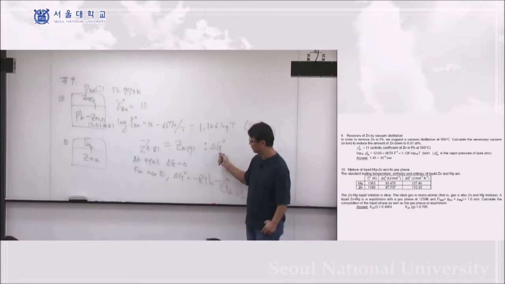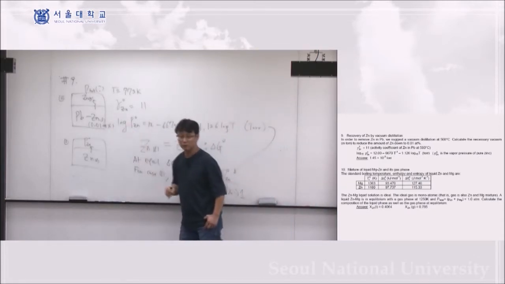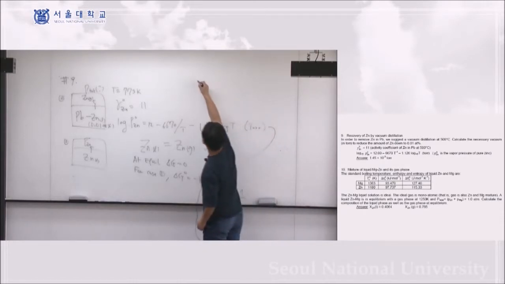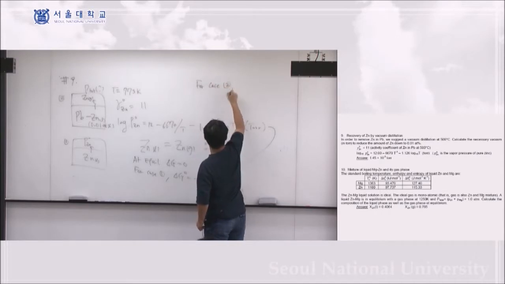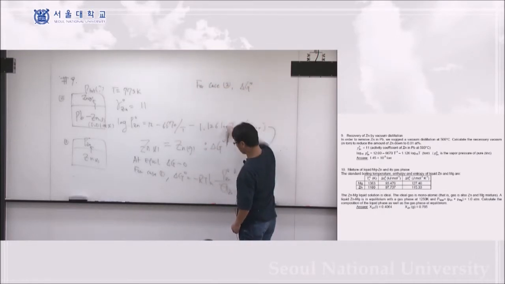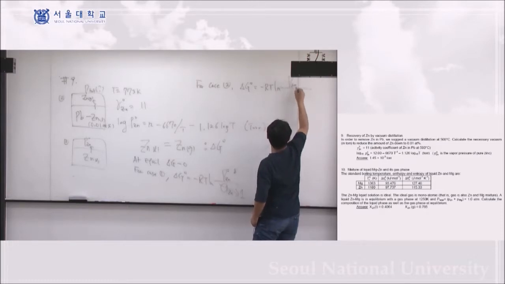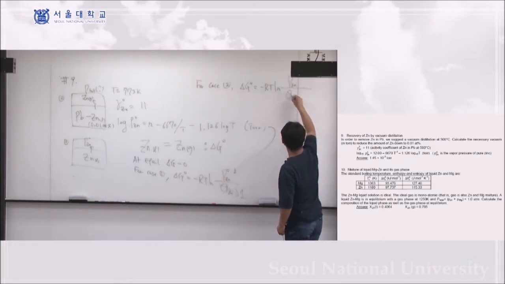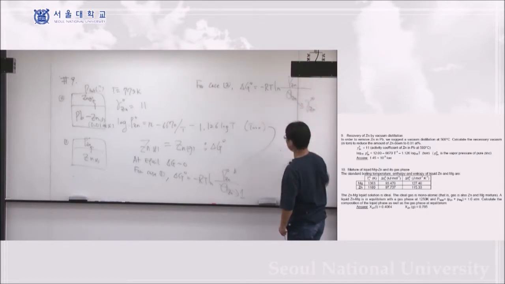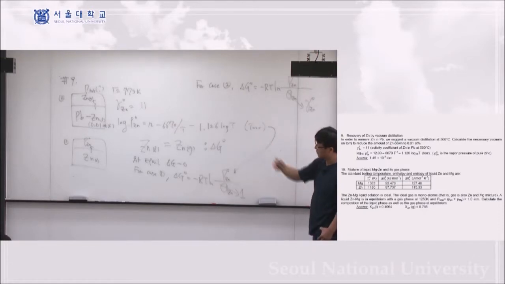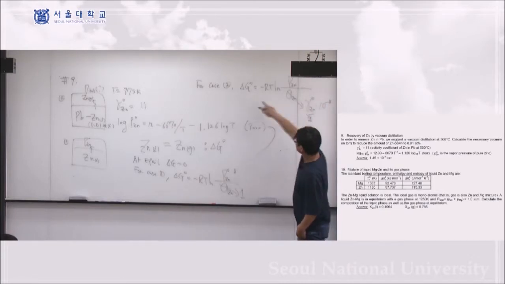Okay? So once we know this one, now we can apply the same thing for case number 2 as well, yeah? So case number 2, at equilibrium, delta G naught. We are talking about the same delta G naught equal to minus RT ln of P Zn over the activity of Zn. And this activity of Zn is the activity coefficient of Zn times the mole fraction. The mole fraction we want to target is 10 to the minus 4. And this is 1. We know this value. Okay. And this value is the same.